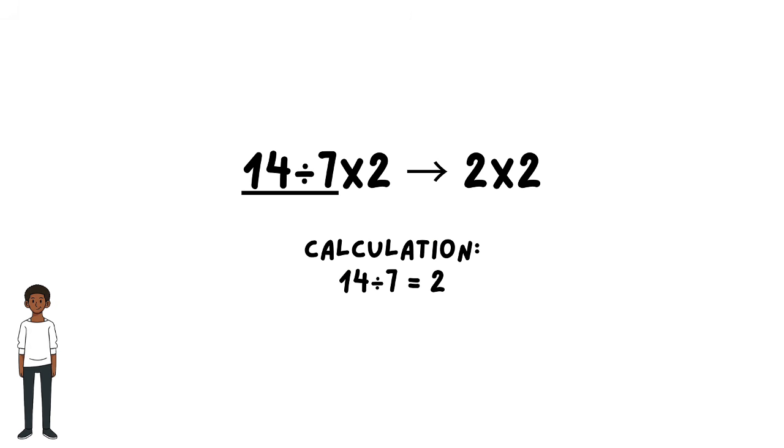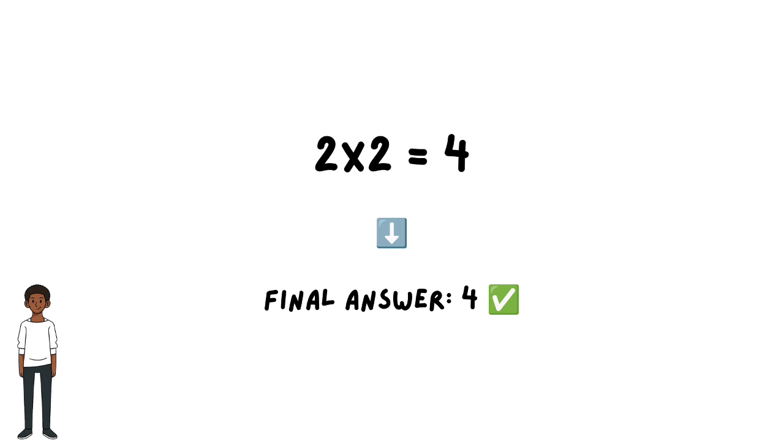This simplifies our expression down to 2 times 2. Step 3. Multiply 2 by 2. 2 times 2 equals 4. So our true final answer for question 2 is 4.